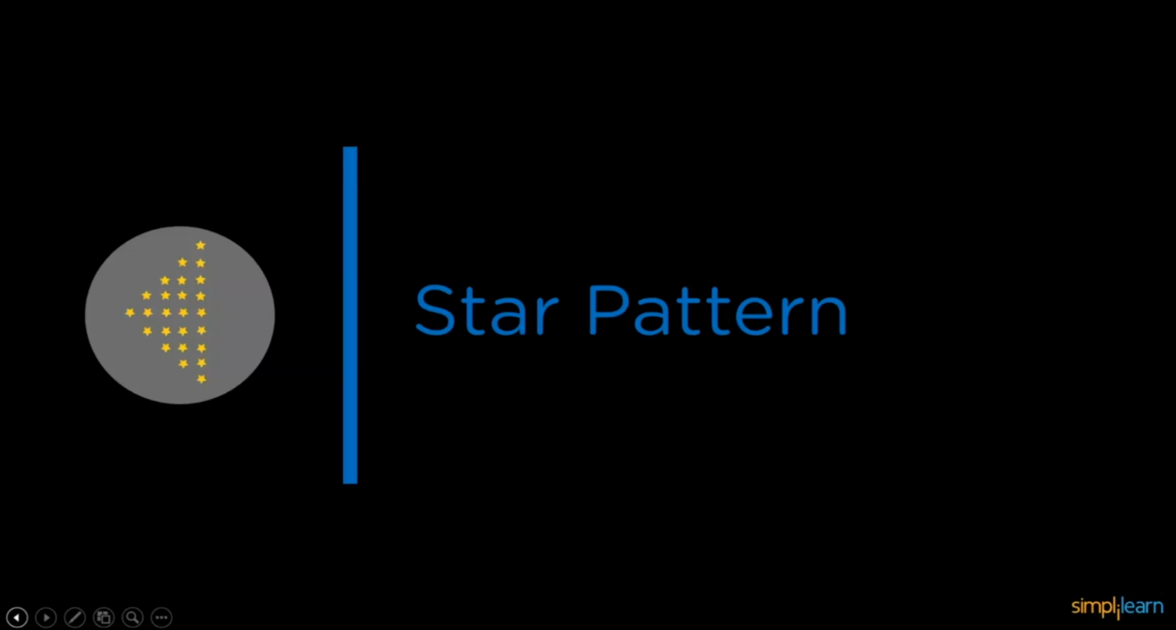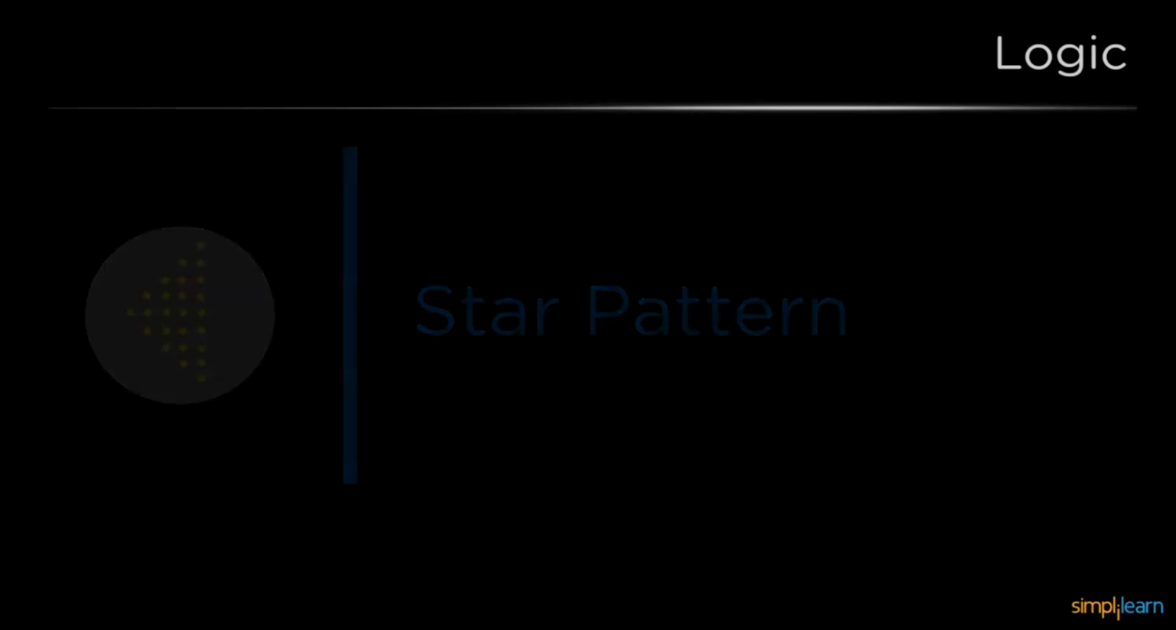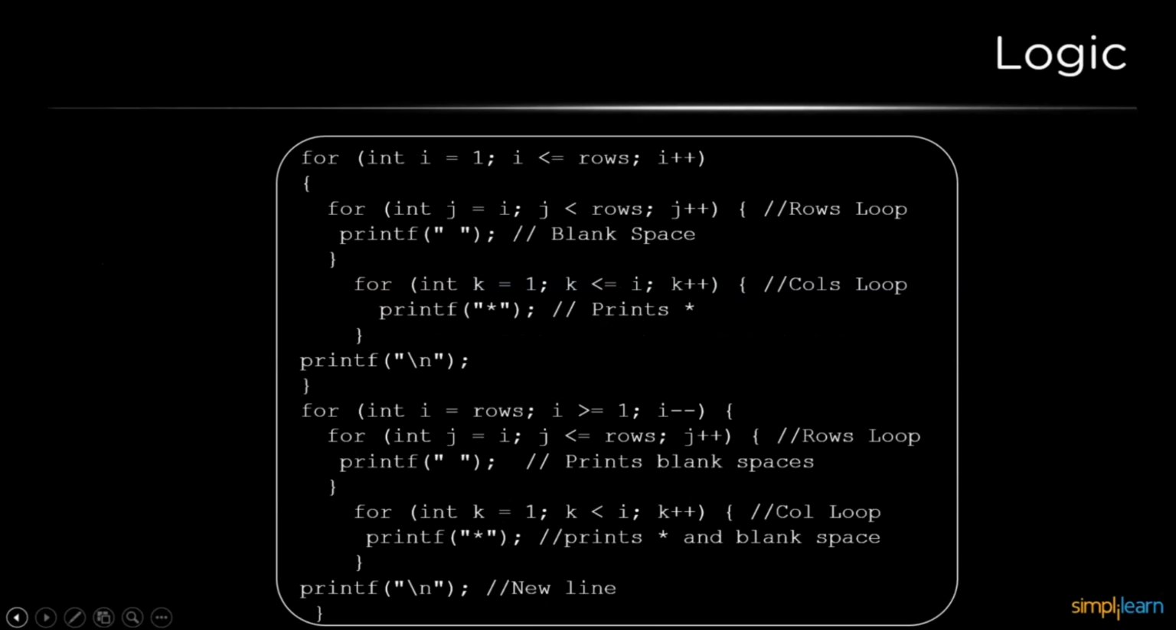Our next pattern is the mirrored arrow shaped star pattern. In this pattern program, we are combining our previous two pattern programs, that is the mirrored right angle triangle pattern program and the inverted mirrored right angle triangle program. So now let's have a look at the code. Here the first half of the code is for the first half of the pattern and the second half of the code is for the second half of the pattern. To understand it in a better way, let's execute the program.